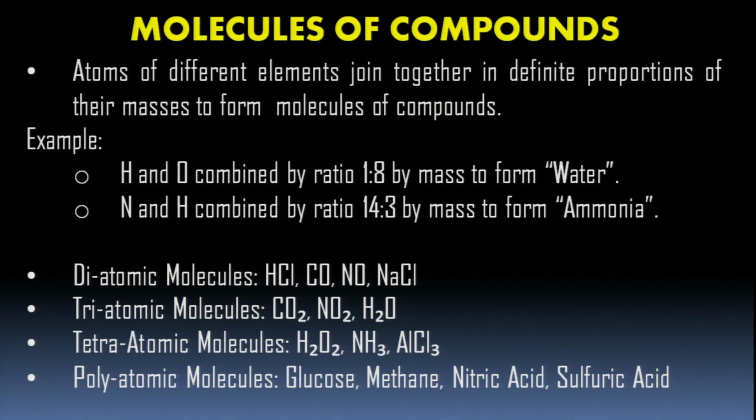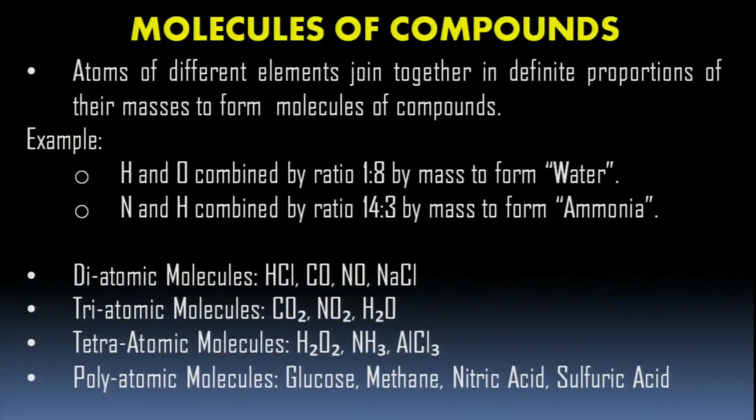Children, definite proportion of their masses means, you remember, we had discussed about water, hydrogen and oxygen are in the ratio 1:8 by mass to form water. Similarly, in ammonia, N and H combine in the ratio 14:3 by mass to form ammonia, NH3.